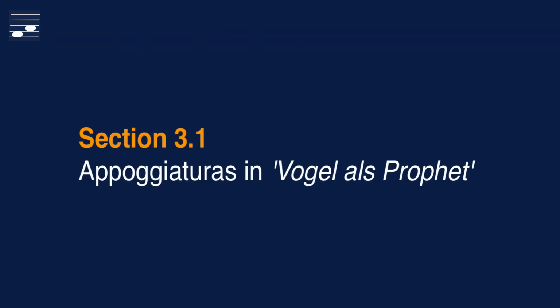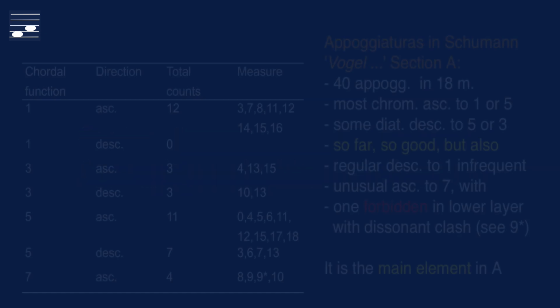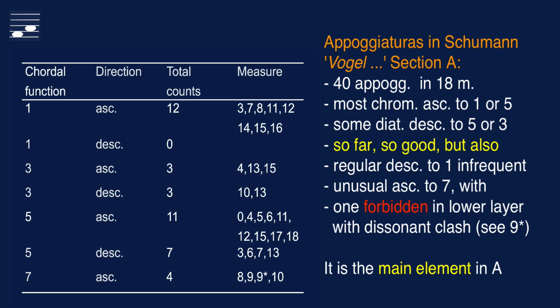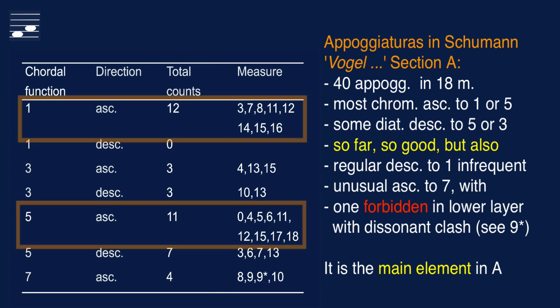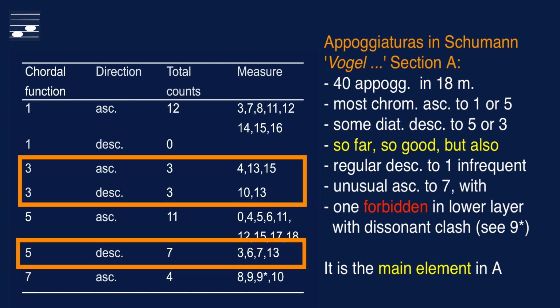And now you'll discover how Schumann uses appoggiaturas in the A section of Vogel als Prophet. I counted the occurrences, and this table presents the overview, where we can see whether Schumann complies with the craftsmanship rules and where he shows his personal mastery. The total number is 40 appoggiaturas in the 18 measures long A section. The majority of these are the standard chromatic ascending types into chordal function root and 5. Descending types, mostly diatonic, are found in the approach of the 3rd and 5th of the chord.